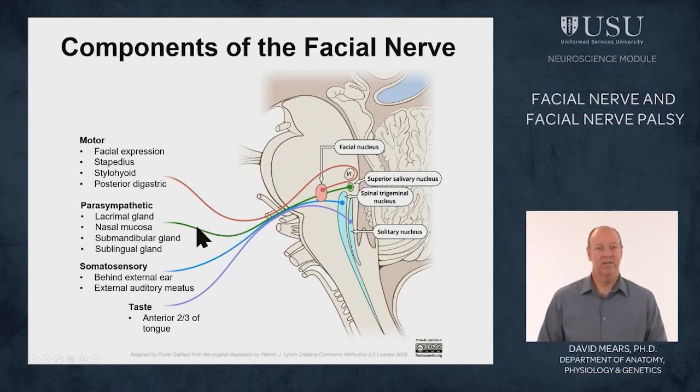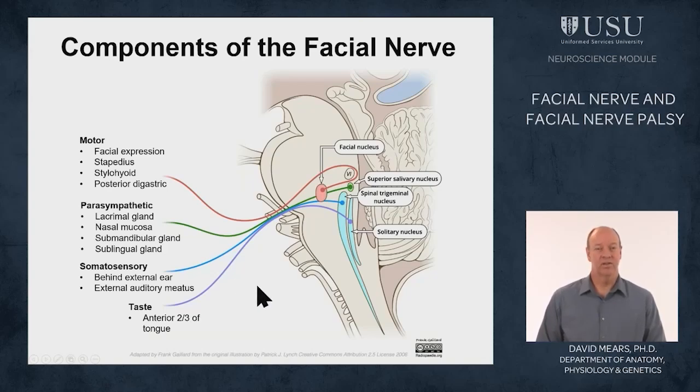It also has a parasympathetic component, and these parasympathetic neurons are also found in the pons, and their axons will go out with 2 of the branches of the facial nerve that we'll talk about momentarily, ultimately controlling secretion from the lacrimal gland, the nasal mucosa, and 2 of the salivary glands.